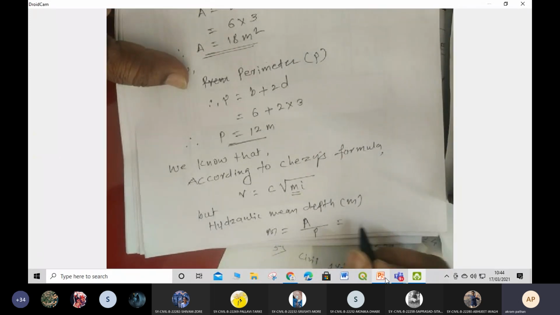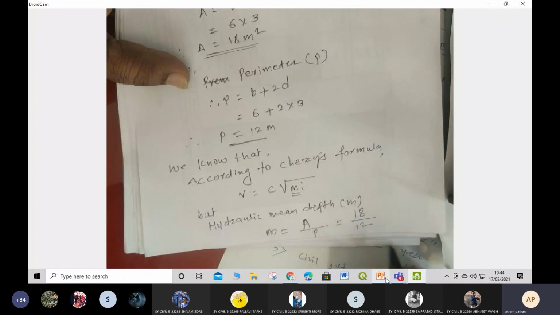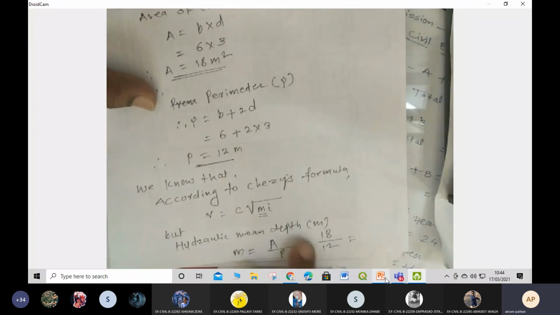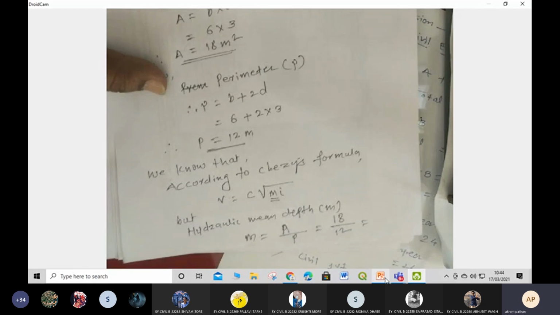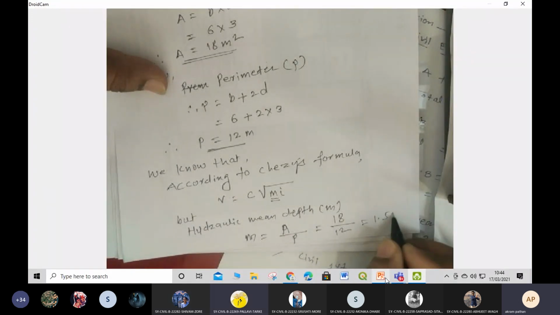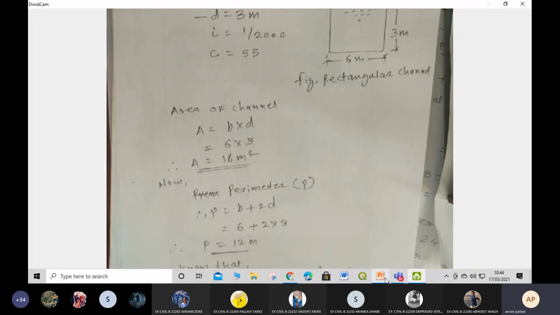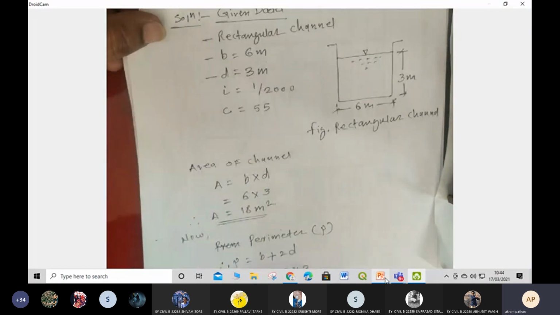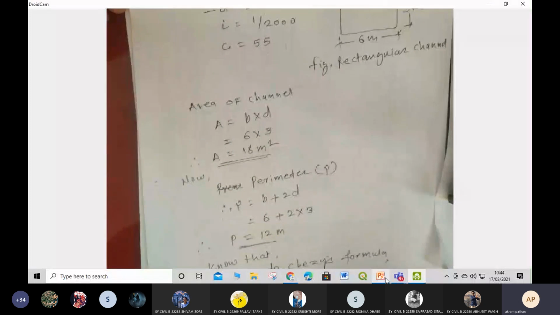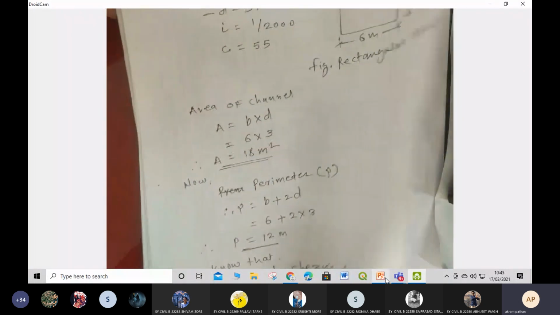So we have the area, 18, and the perimeter is 12. So 18 by 12, how much is it? 1.5 meter. So this is the simple calculation, step by step. You have to follow this procedure.